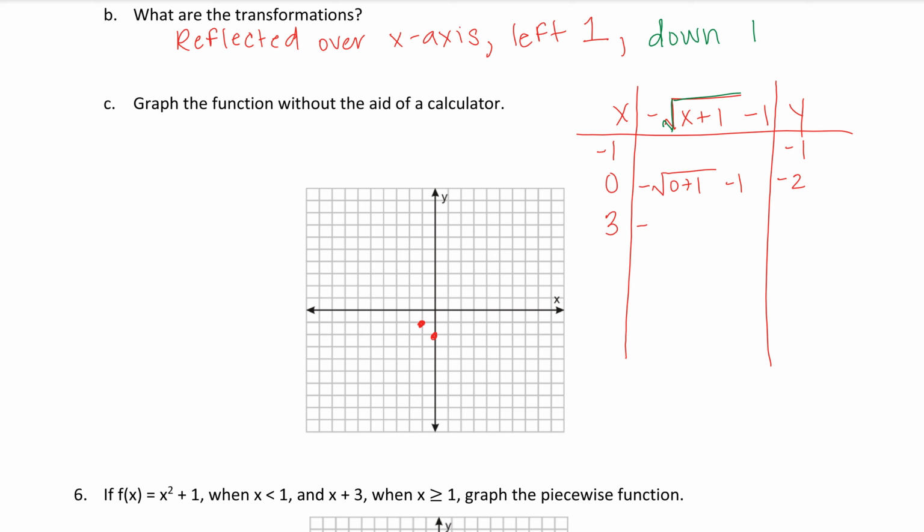So that I get negative square root of 3 plus 1, which I know is 4. So that's a negative square root of 4 is 2. So -2 minus 2 is -3.